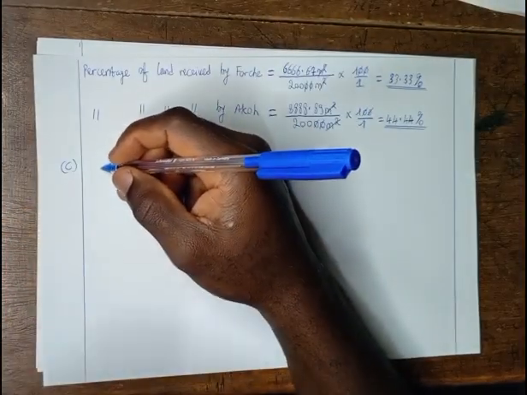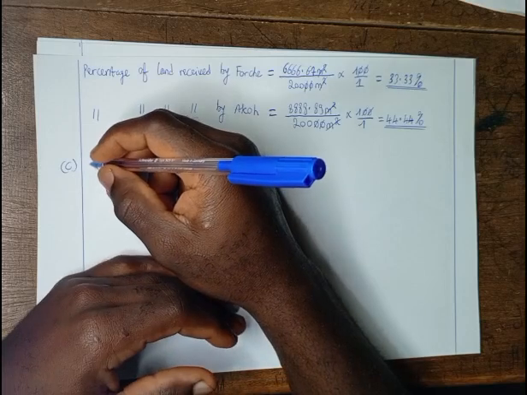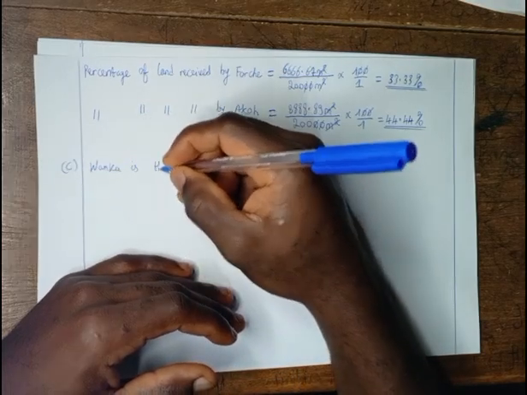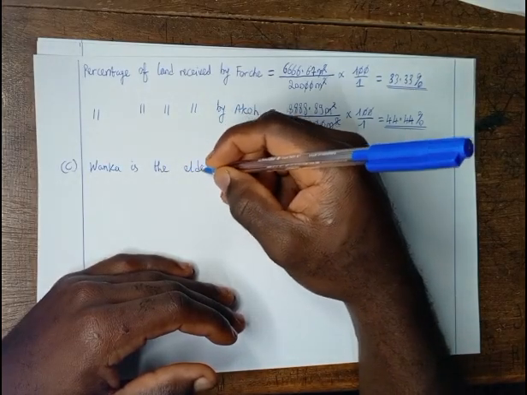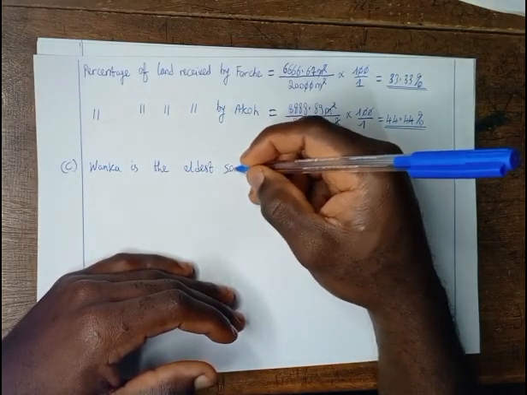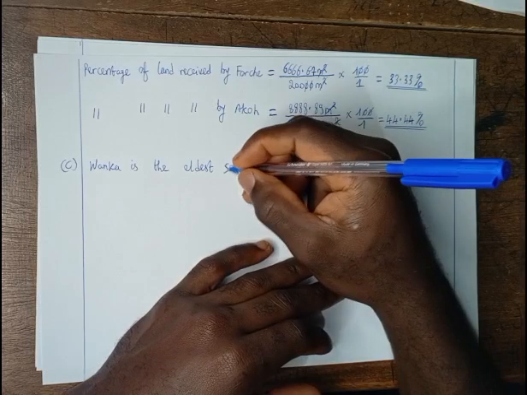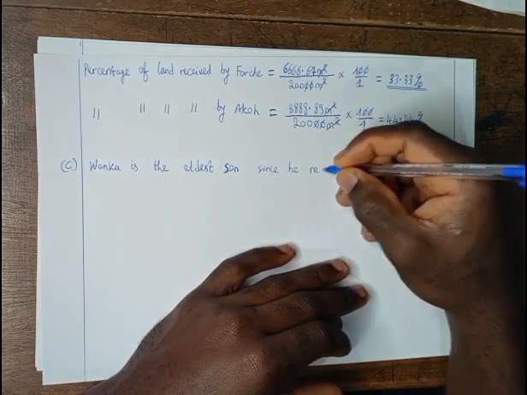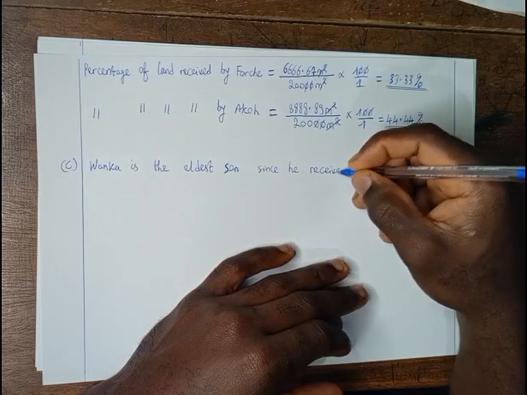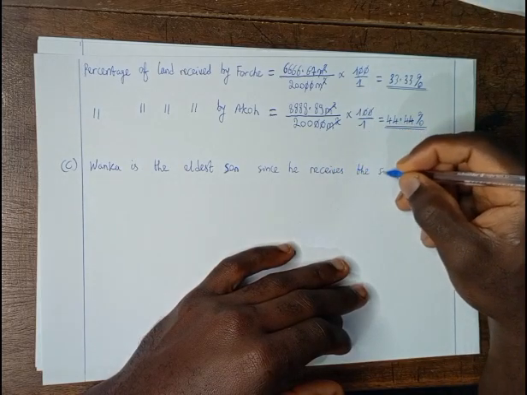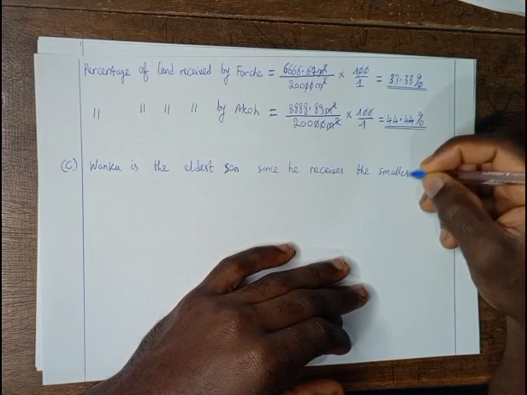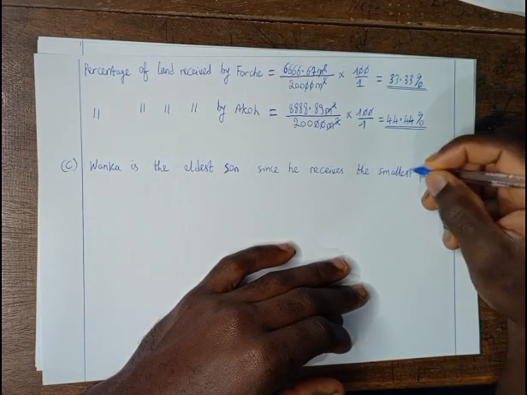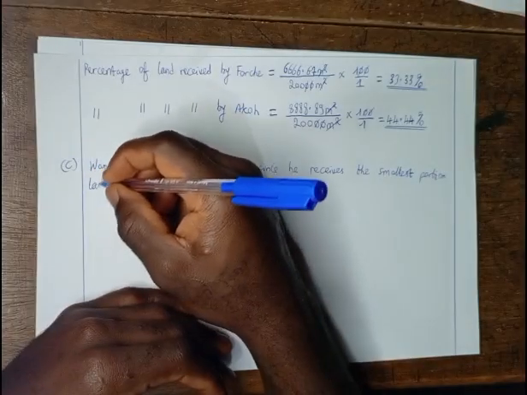Let's write it down. Wanka is the eldest son, since he receives the smallest portion of land.